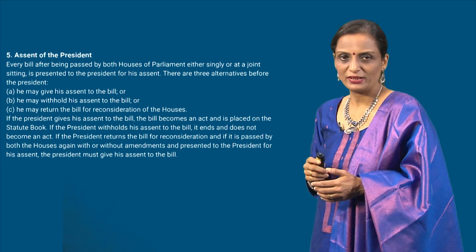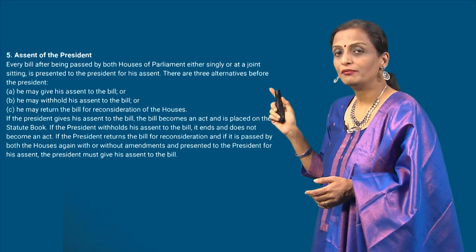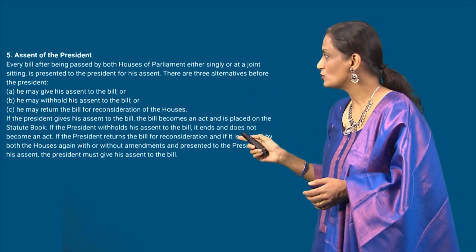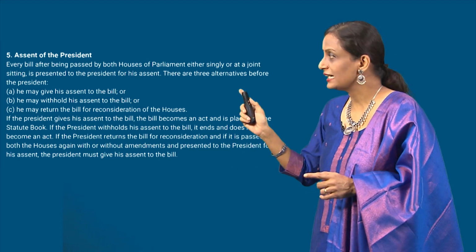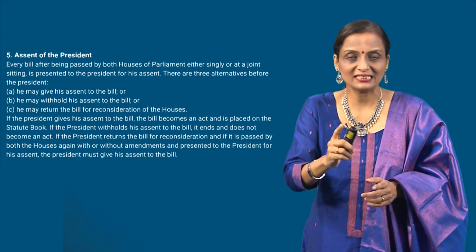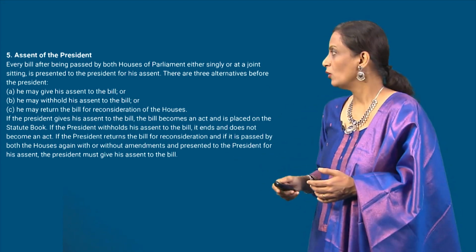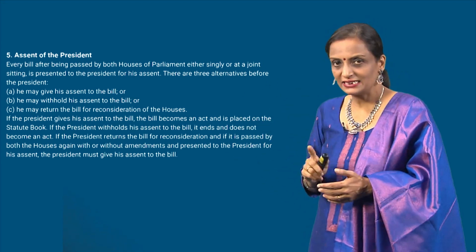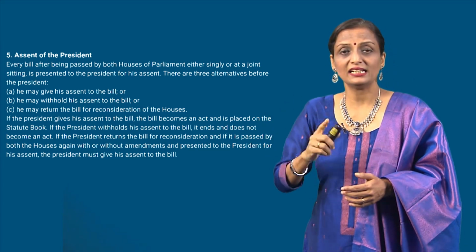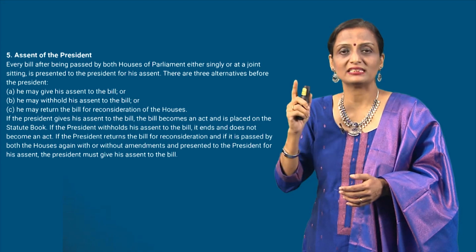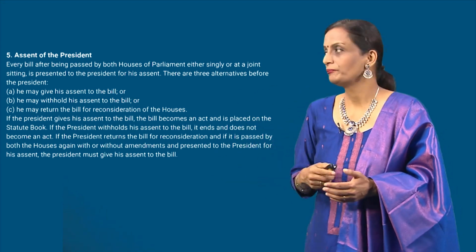Now, assent of the President is the fifth stage. Every bill after being passed by both the houses of Parliament, either separately or in a joint sitting, is presented to the President for making it an act. His assent is necessary. Why is it necessary? Because the President has to give his assent to make a bill an act or a law.